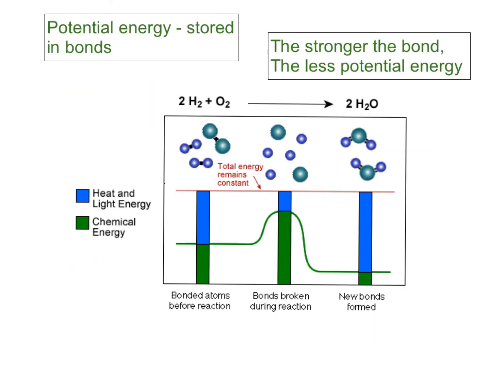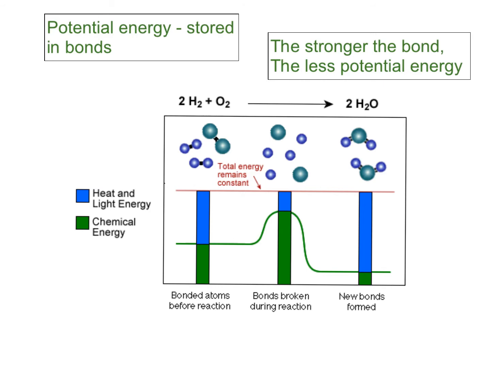So how does all of this work? Well, energy can be stored in chemical bonds. The stronger the bond, the more stable the bond is, the less potential energy it has. That's because lots of heat or light energy is released when very strong bonds form. That means it's going to take a lot of energy to break a strong bond. Weaker bonds, which are going to require less energy to break, are higher in potential energy. So remember, strong bonds, low potential energy, weak bonds have high potential energy.